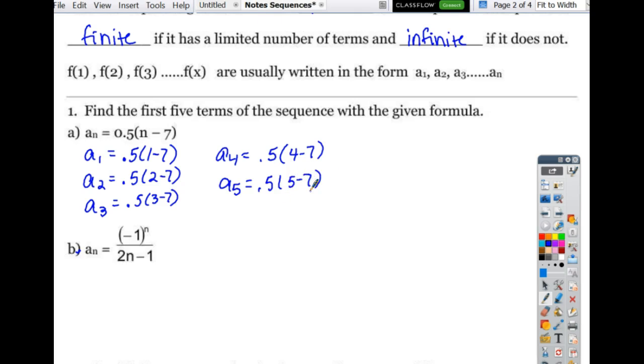So look, whatever the n is, this is n, this is 1, so where there's an n, I put the 1. This is 2, so I put a 2. 3, I put a 3. So I just substituted in for the n. So 1 minus 7 gives me negative 6, so this gives me negative 3. This would be negative 5, so it's a negative 2.5.